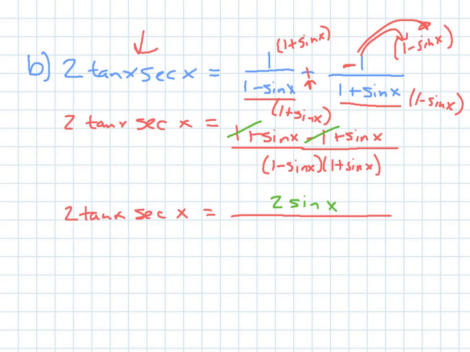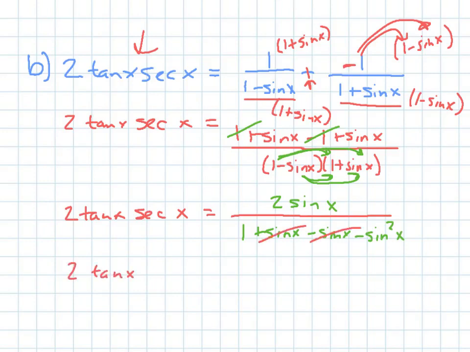And at the bottom here, I need to do my FOIL method. So 1 times 1 gets me 1. 1 times sine gets me sine of x. Negative sine of x times 1 is negative sine of x. And then negative sine of x times sine of x is negative sine squared of x. So here, your signs cancel at the bottom. So I have 2 sine of x over 1 minus sine squared of x.